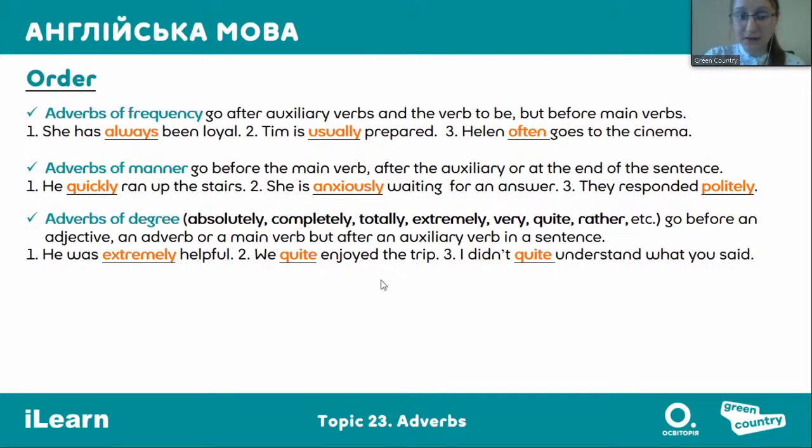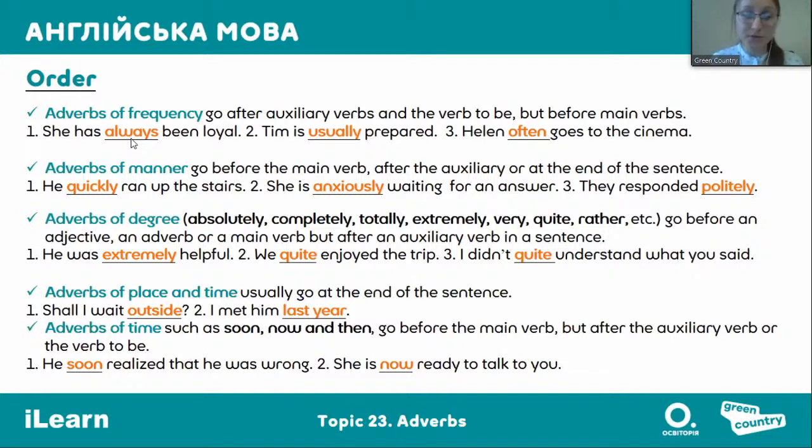Adverbs of degree, for example absolutely, completely, totally, extremely, or very, quite, rather, go before an adjective, an adverb, or a main verb, but after the auxiliary verb in a sentence. For example, he was extremely helpful. Extremely describes which word? Helpful. To what degree was he helpful? Extremely helpful. We quite enjoyed the trip. Here the adverb describes the verb, so we put it before the verb. And I didn't quite understand. Here we have an auxiliary verb, and we put the adverb after it.